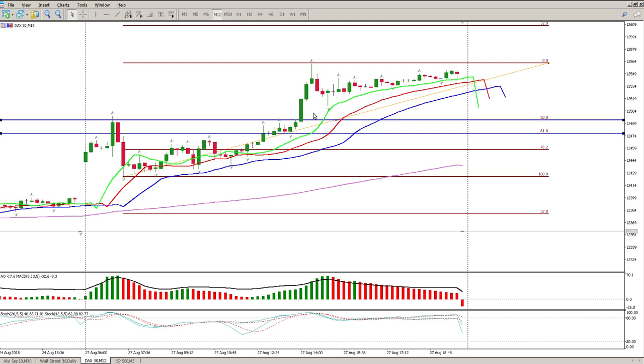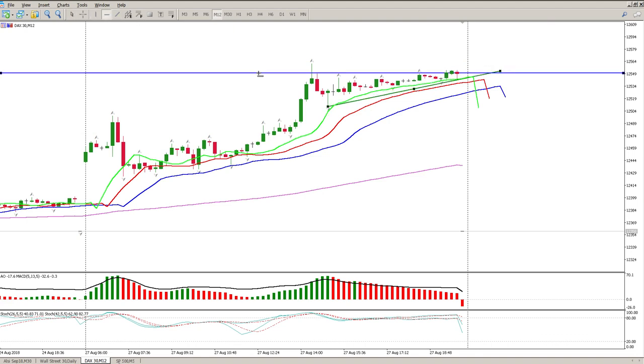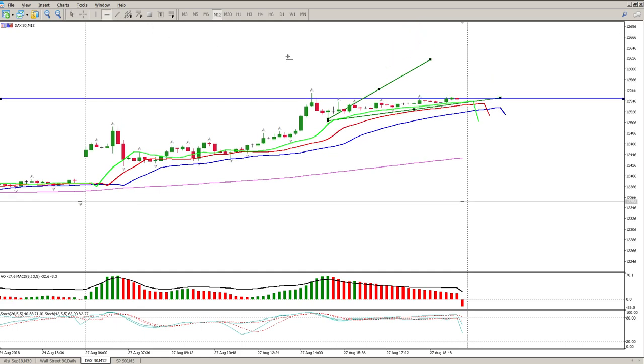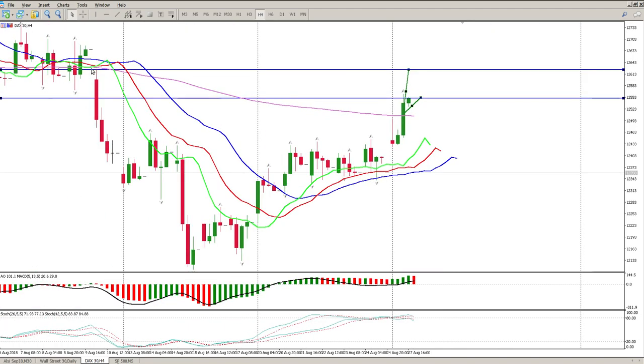And you can see what we have here is pretty much a flat top triangle. If it breaks to the upside, I'm looking for that kind of move. And if I come back to the 4 hour, we'll see we're right back in the same area here of 126.25. So that's what I'm looking for.